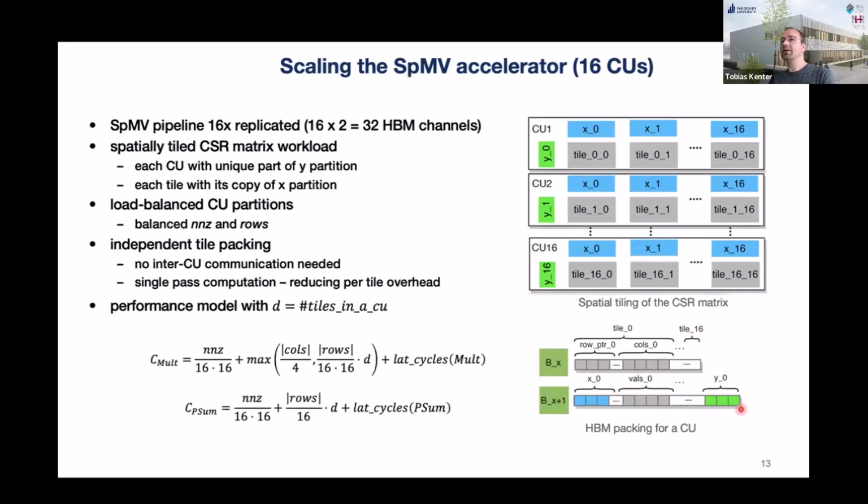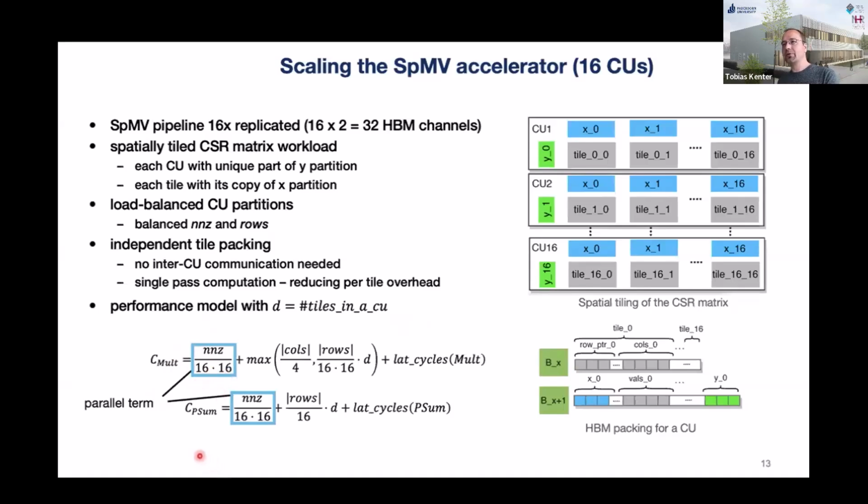For this, we can set up a performance model that predicts the performance that we can expect for this design. We introduce an auxiliary variable d for the number of tiles in a compute unit. And then we get two performance numbers, one for the multiplication and one for the partial sum. Both of them have the same term in the beginning, which is a parallel term, number of non-zeros divided by 16 elements processed per block and by 16 compute units.